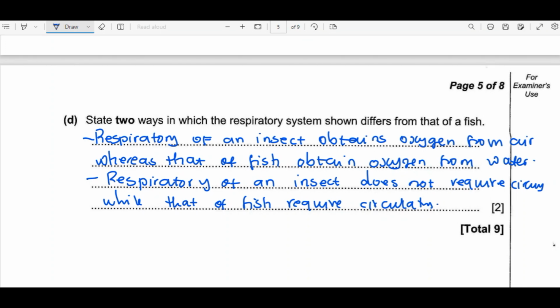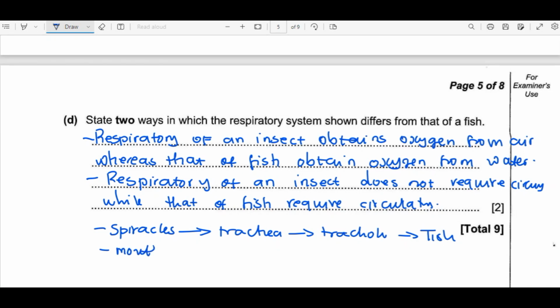So for this one, we have first the spiracles, which is the entry, the passage. Then we have the trachea. From the trachea, we have the tracheoles. After the tracheoles, we have the tissue. But for fish, the entry is the mouth, through water. Then we have the gills. From the gills, we have the blood, which will transport the oxygen to the cells.